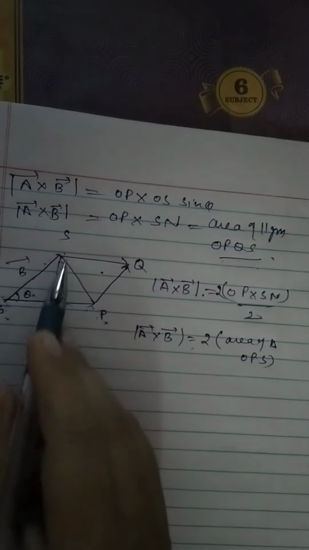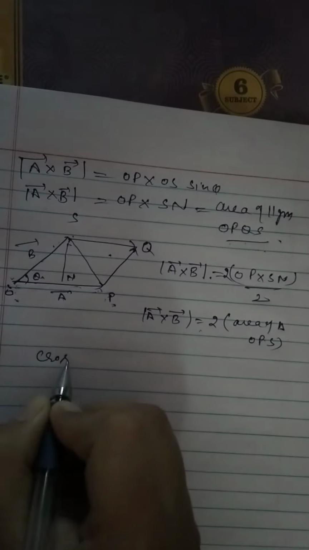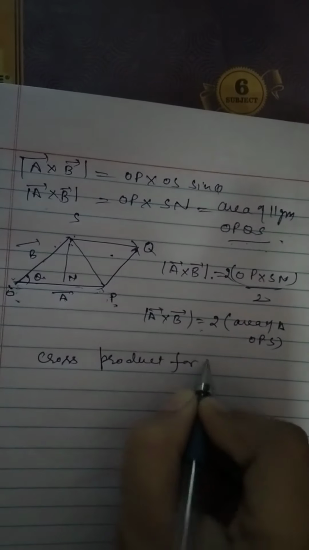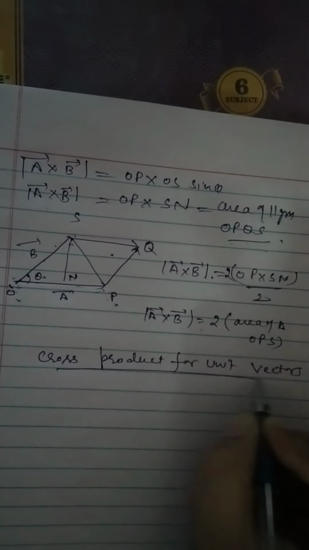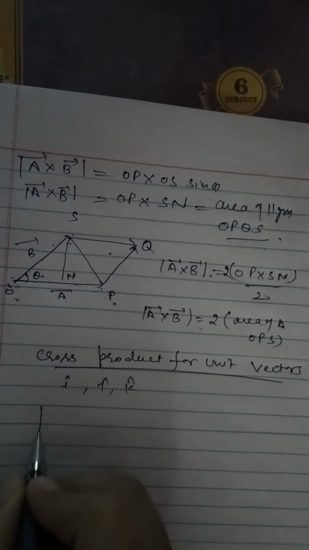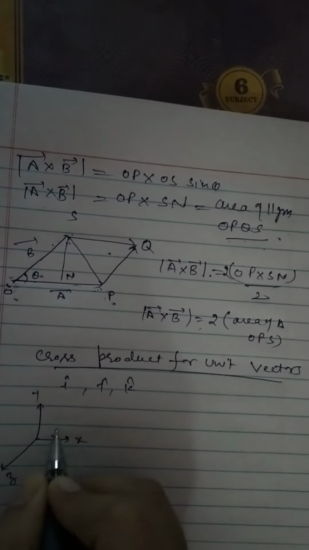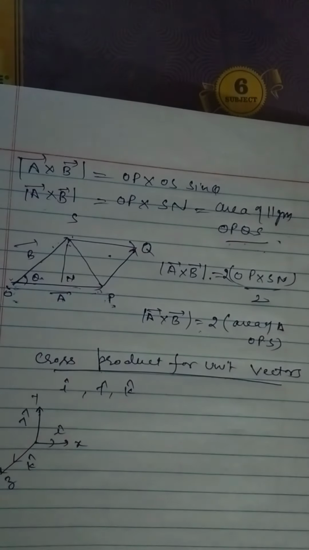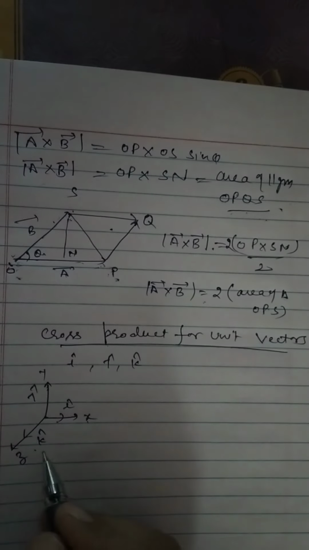Now the next is cross product for unit vectors. The unit vectors are I cap, J cap and K cap. These are along the x axis, y axis and z axis. Here it is I cap, it is J cap and it is K cap. I cap, J cap and K cap are the unit vectors along x, y and z axis.